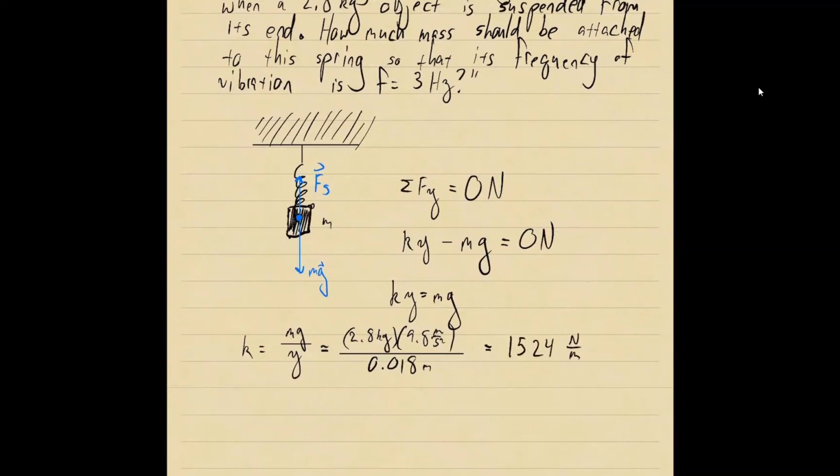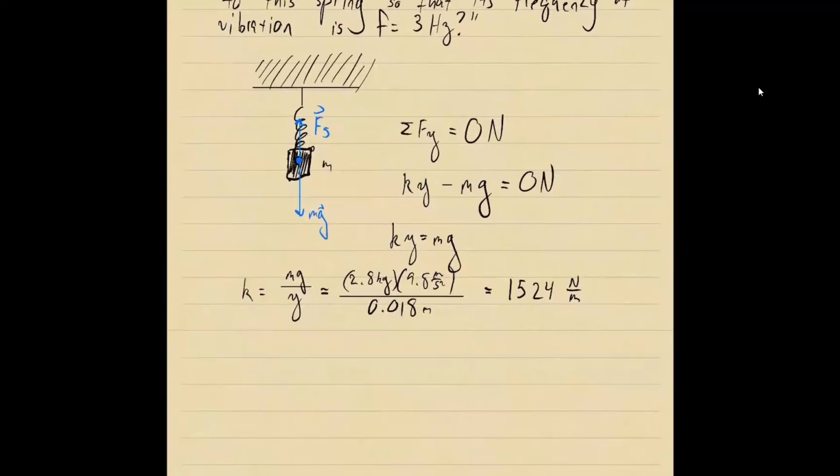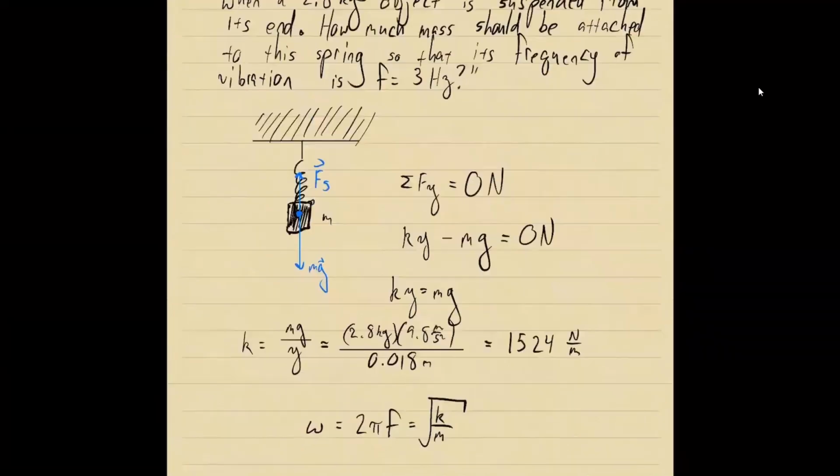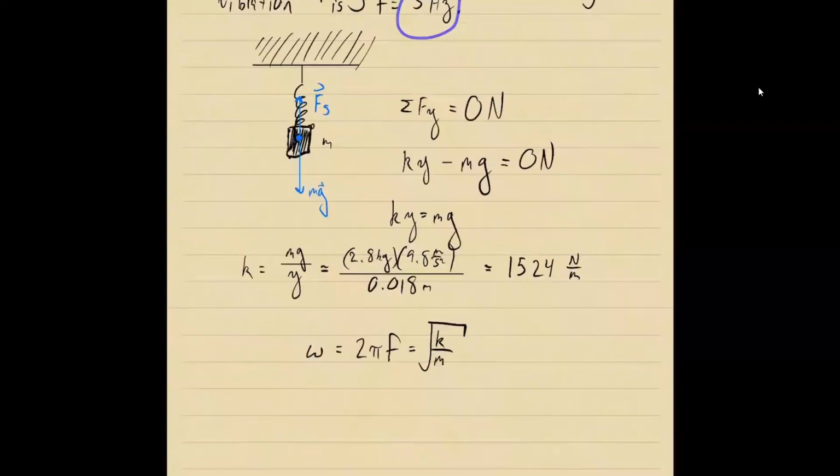Newtons per meter, right? Well, we know from the previous section that the angular frequency of the spring is 2 pi f, but it's also the square root of k over m, right? So we know that we want f to be 3 hertz, and we're going to try and solve this for the mass that makes that happen.